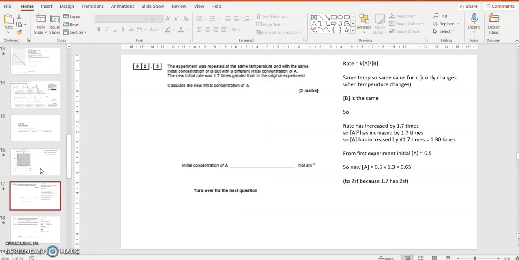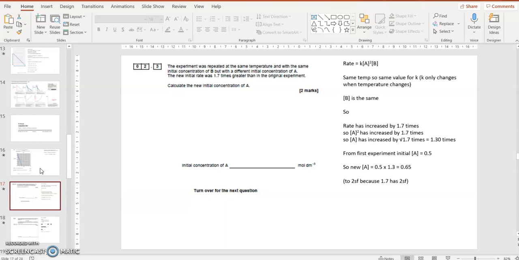The experiment was repeated at the same temperature. Okay, so the rate constant is going to stay the same, with the same initial concentration of B and a different concentration of A. The new initial rate was 1.7 times greater than the original experiment. Calculate the new initial concentration of A. So, a tricky one, really. Rate equals k multiplied by concentration of A squared and multiplied by concentration of B. It's given you that in the first part of the question.